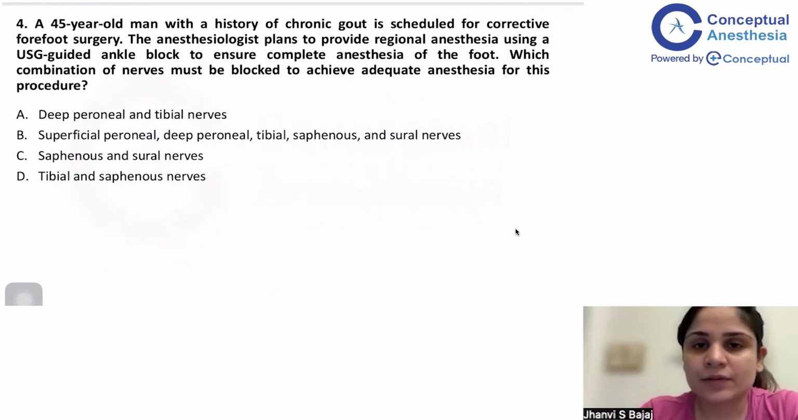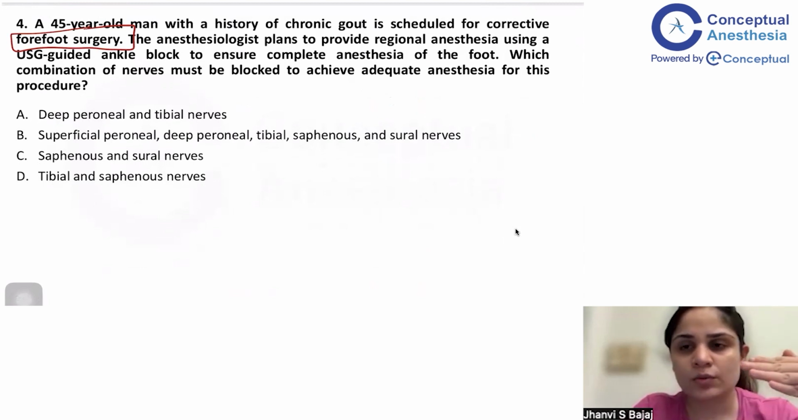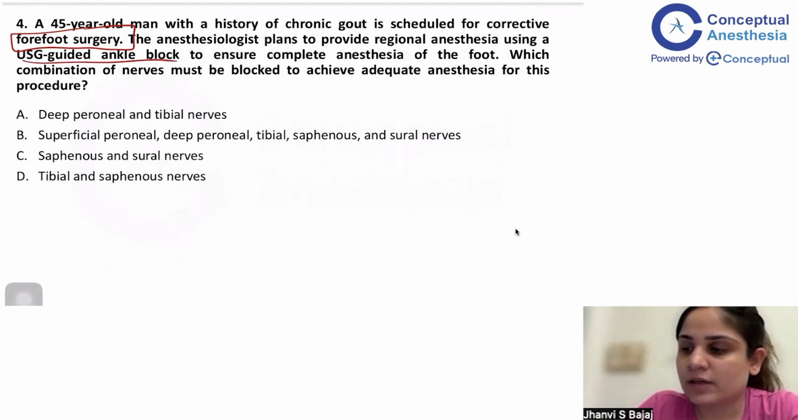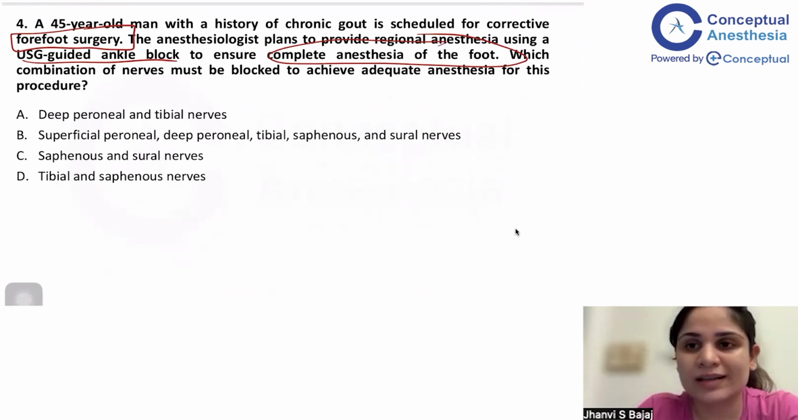So there's a 45-year-old male with chronic gout and you want to do a forefoot surgery. Forefoot surgery is nothing but you want to operate on the front part of the foot, the anterior part of the foot. Okay, but you want to give an USG guided ankle block which covers the entire foot. So you don't want only forefoot coverage, you want the entire foot to be covered. And what they're asking is which nerves supply the entire foot, which nerves need to be blocked so that you get complete anesthesia for the procedure.